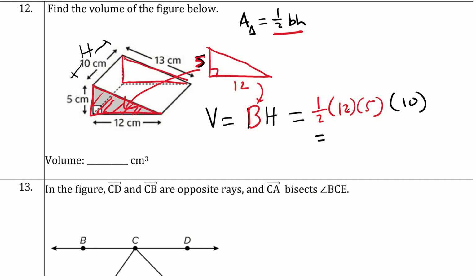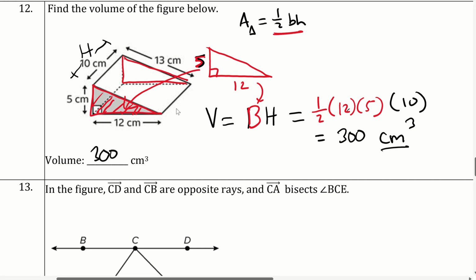So we got 1/2 of 12 is 6. 6 times 5 is 30, and 30 times 10 is 300. Remember, the units of volume are units cubed. So we got 300 centimeters cubed.